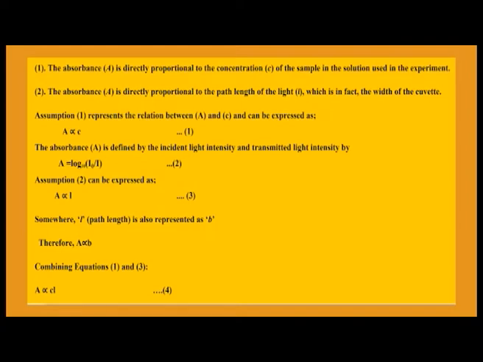So, according to the first assumption, absorbance is directly proportional to the concentration C. Absorbance is also defined as A equal to log I naught upon I, and this absorbance is basically proportional to the concentration or to the path length. So, our second assumption is expressed as absorbance is directly proportional to path length L. Sometimes L is also represented as b. Combining these two equations, absorbance A is proportional to C into L.